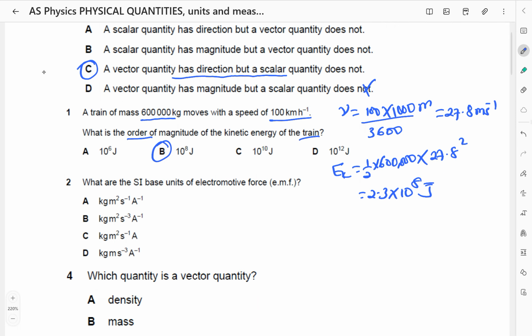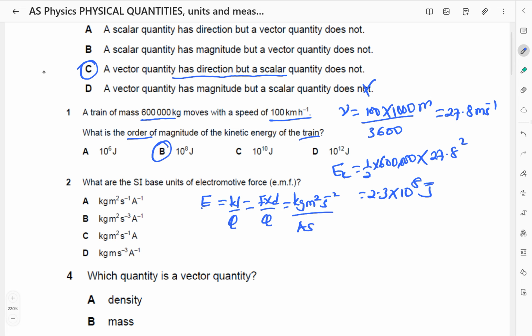What are the SI base units of EMF? Of course, EMF is in volts, because we know that EMF is the energy per unit charge. And energy can be work done, which is force times distance. So EMF is equal to work done per unit charge, which is force times distance over charge. Remember, charge is IT, so I'm just going to work out the units. Force is kilogram meters per second squared, times distance becomes kilogram meters squared per second squared, divided by Q, which is IT, amperes seconds.